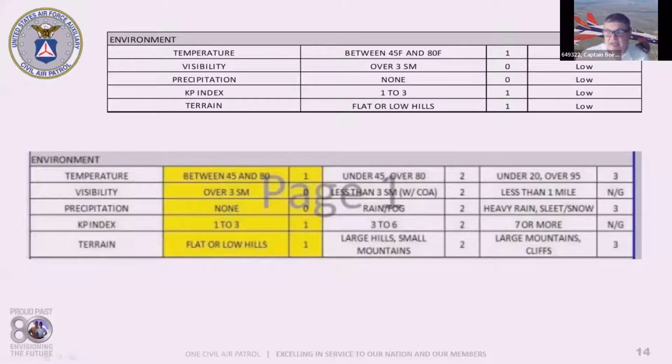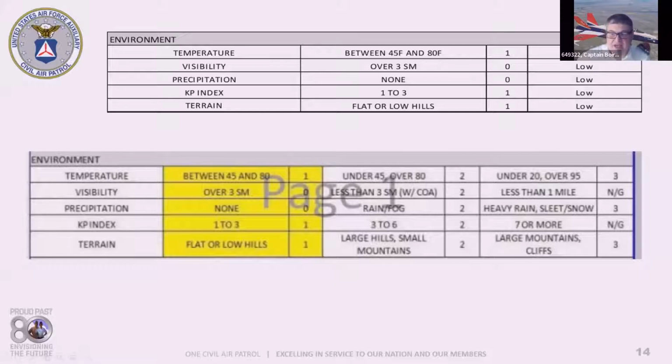Okay, visibility over 3 statute miles, 0 points. Awesome. Less than 3 statute miles. Remember, we're not allowed to fly less than 3 statute miles unless we have that COA. If we've got it, it's a moderate risk. If it's less than a mile, it's no go, period. So we can't fly if it's less than a mile. If it's less than 3, we need to have that authorization with us. If we don't have it, we better be able to see over 3.